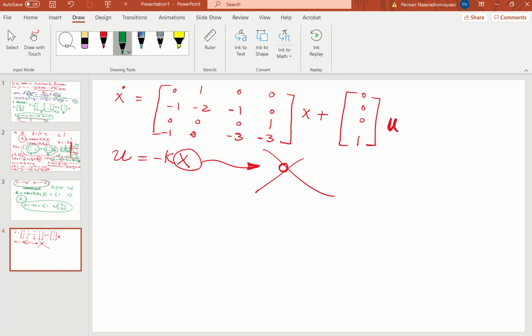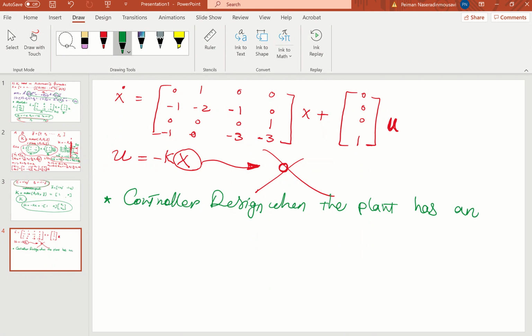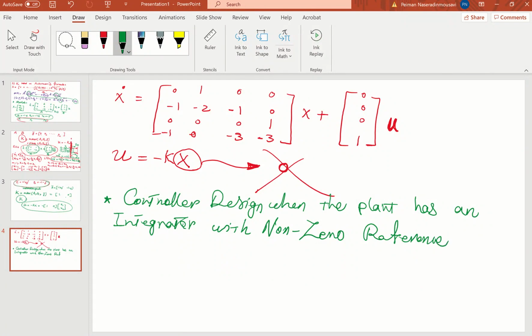So the next class, I'm gonna teach you controller design when the plant or system, whatever it is, its room, its car, its airplane, has an integrator, with non-zero reference input to follow. Reference input to follow. Like what?